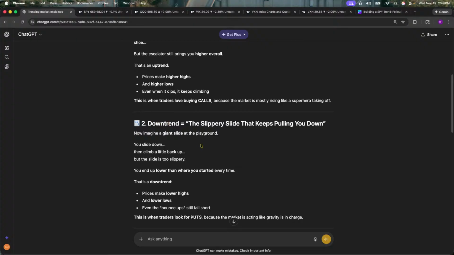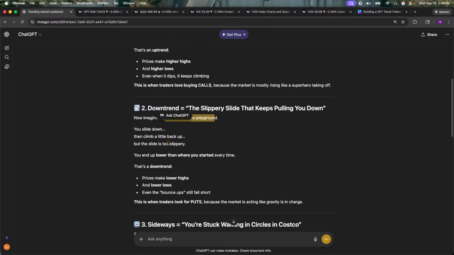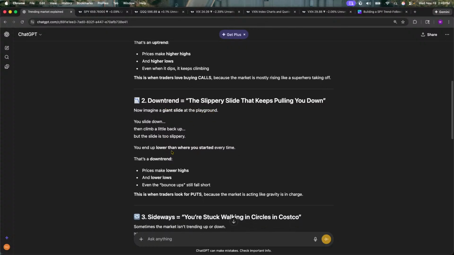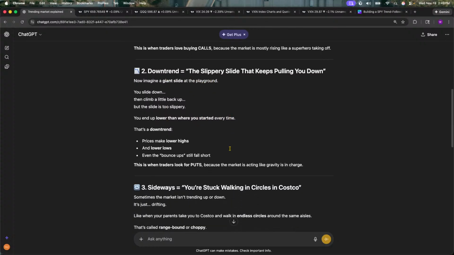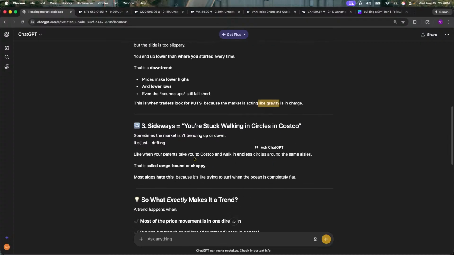Then we have a downward trend. This is a slippery slide that keeps pulling you down. Now imagine a giant slide at a playground. You slide down, then climb back up a little bit, but the slide is too slippery. You end up lower than where you started every time. That's a downward trend. Prices make lower highs and lower lows. Even the bounce up still falls short. This is when traders look for puts because the market is acting like gravity is in charge, right?